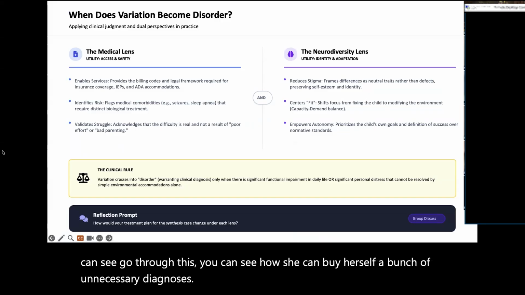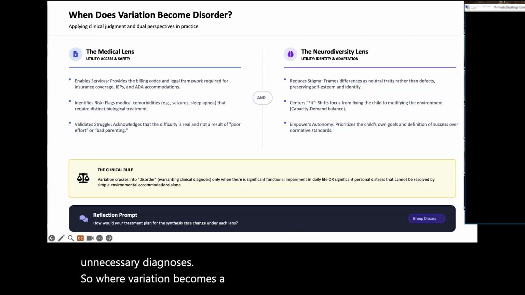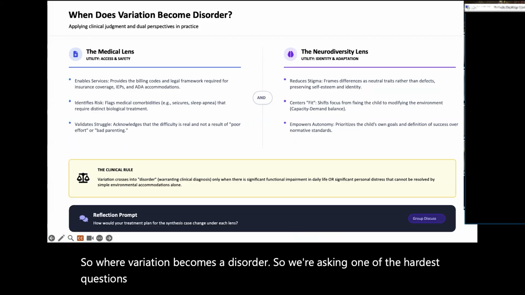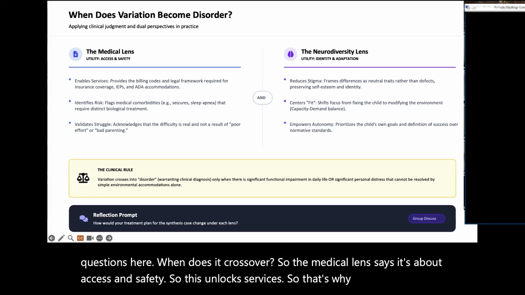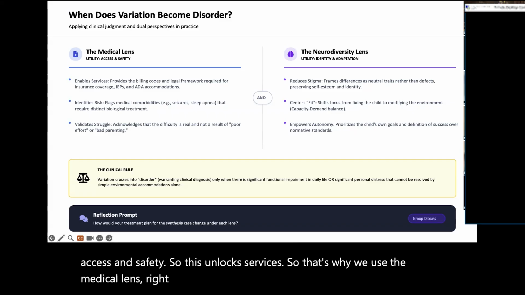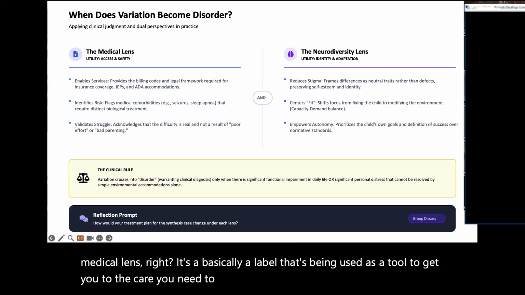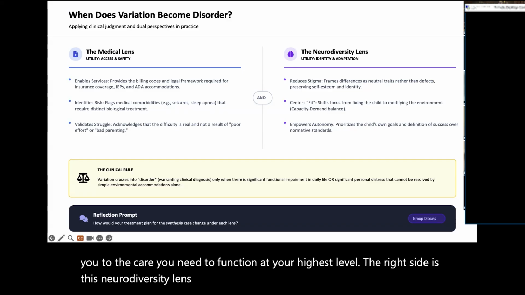So where variation becomes a disorder. We're asking one of the hardest questions here. When does it cross over? So the medical lens says it's about access and safety. So this unlocks services. That's why we use the medical lens, right? It's basically a label that's being used as a tool to get you to the care you need to function at your highest level. The right side is this neurodiversity lens, and that is identity and adaptation.